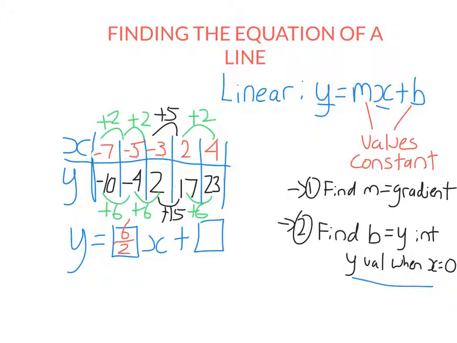So how do we find out the y value when x equals 0? We can add values to this table. For example, if we were to increase x by 1, so it goes to minus 6, y would go up by 3, be here.